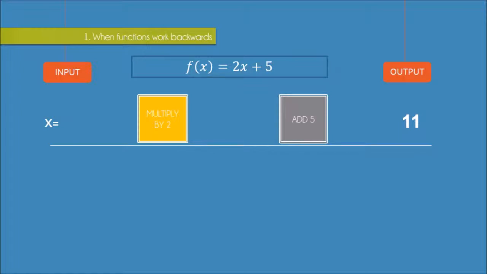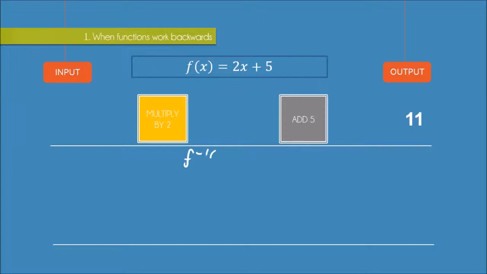Now imagine I wanted to create a new function that would undo or reverse the work of this function f. So if I was to input 11 into this new function, I would get back my original value of 3. So this backwards function is called the inverse of f, and we use the following notation to describe an inverse of a function.